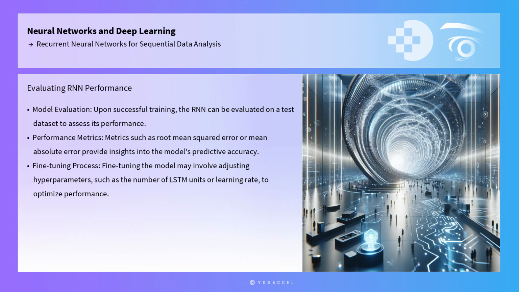Upon successful training, the RNN can be evaluated on a test dataset to assess its performance. Metrics such as root mean squared error or mean absolute error provide insights into the model's predictive accuracy. Fine-tuning the model may involve adjusting hyperparameters, such as the number of LSTM units or learning rate, to optimize performance.